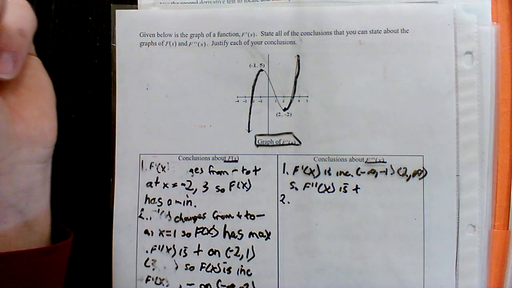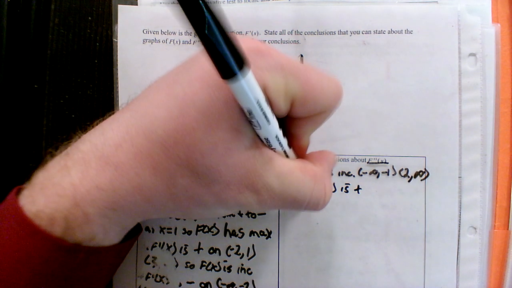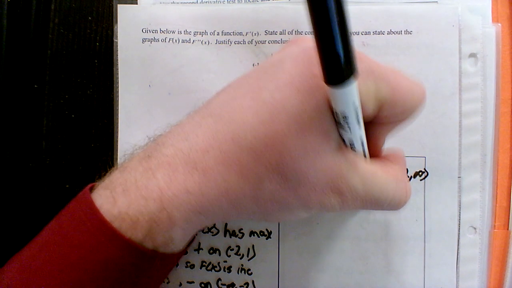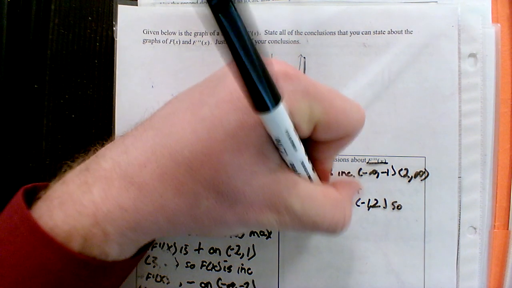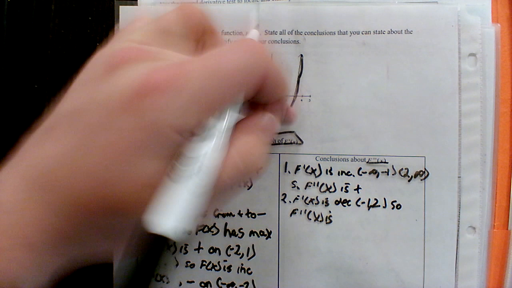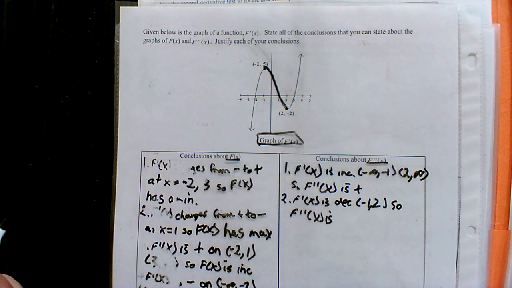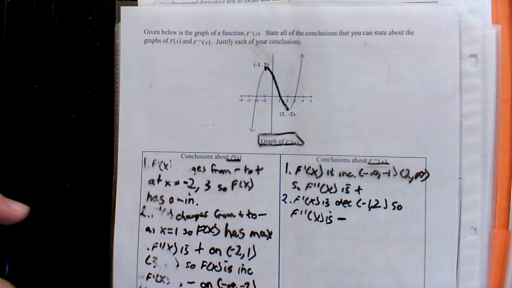Number 2, again, is very similar to the first one, but we're going to talk about when it's decreasing. So f prime of x is decreasing on the interval negative 1 to 2. So the second derivative is what? We're talking about this interval now. Negative. Exactly. Is negative.